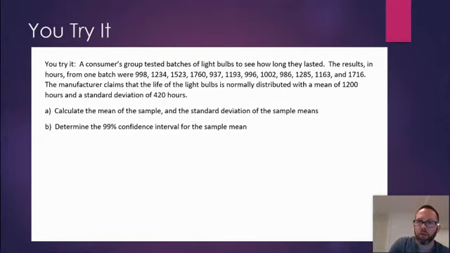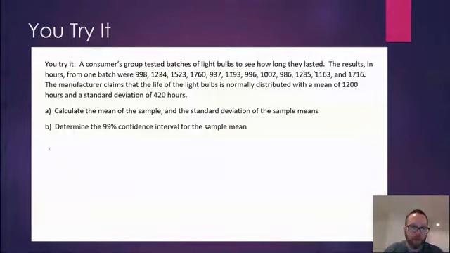So in this question, we have some light bulbs being tested, because a lot of times on the box of light bulbs, it might advertise, hey, we last so much longer than our competitors. Here, the manufacturer claims these light bulbs last an average of 1,200 hours, and the standard deviation is 420 hours. So we're basically just seeing, does this hold water? Let's actually test some light bulbs. So we've got 12 light bulbs. So you guys find the mean of those samples.